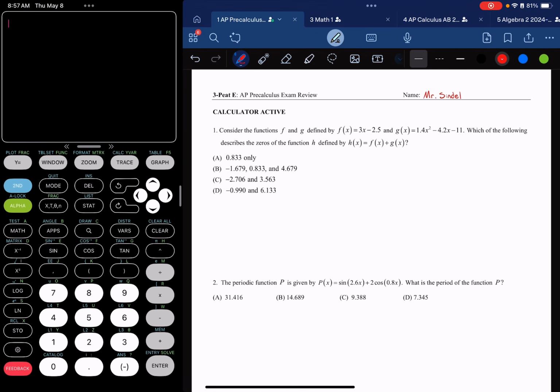This is AP Precalculus, the review for the AP test. This is called 3-Peat E. Remember that now we have calculators that are active.